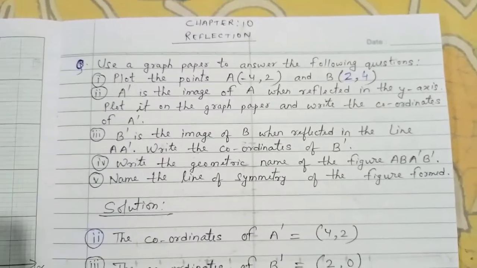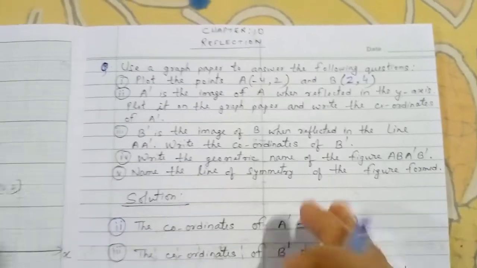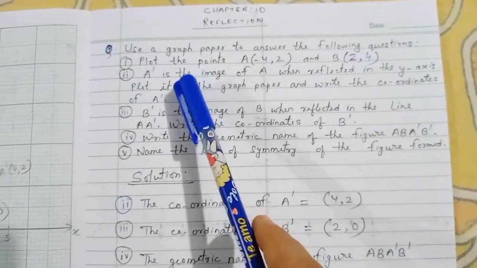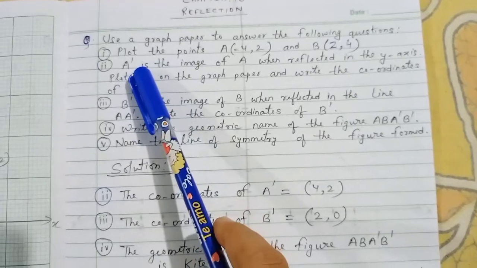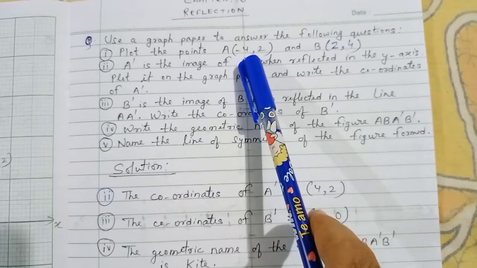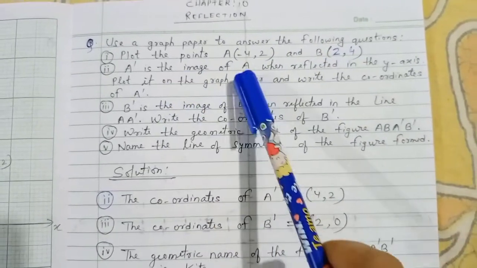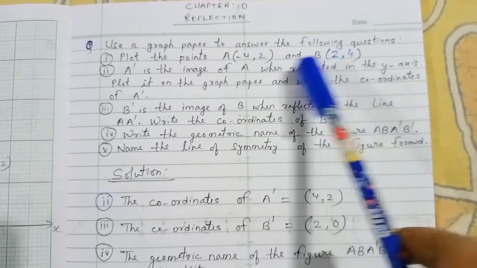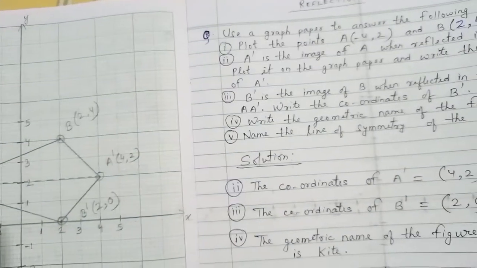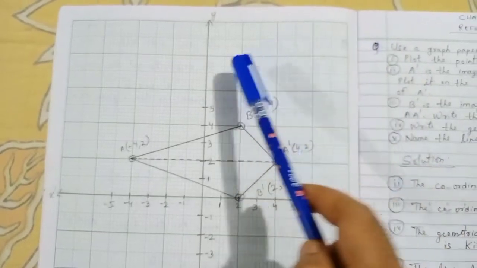So I have a question here children. Use a graph paper to answer the following question. As you know, this is my graph paper, so I'm going to solve this question on the graph paper. Plot the points A, that is minus 4 comma 2, and B, 2 comma 4. So the points A and B and their coordinates have been given, and we have to plot them on the graph paper.